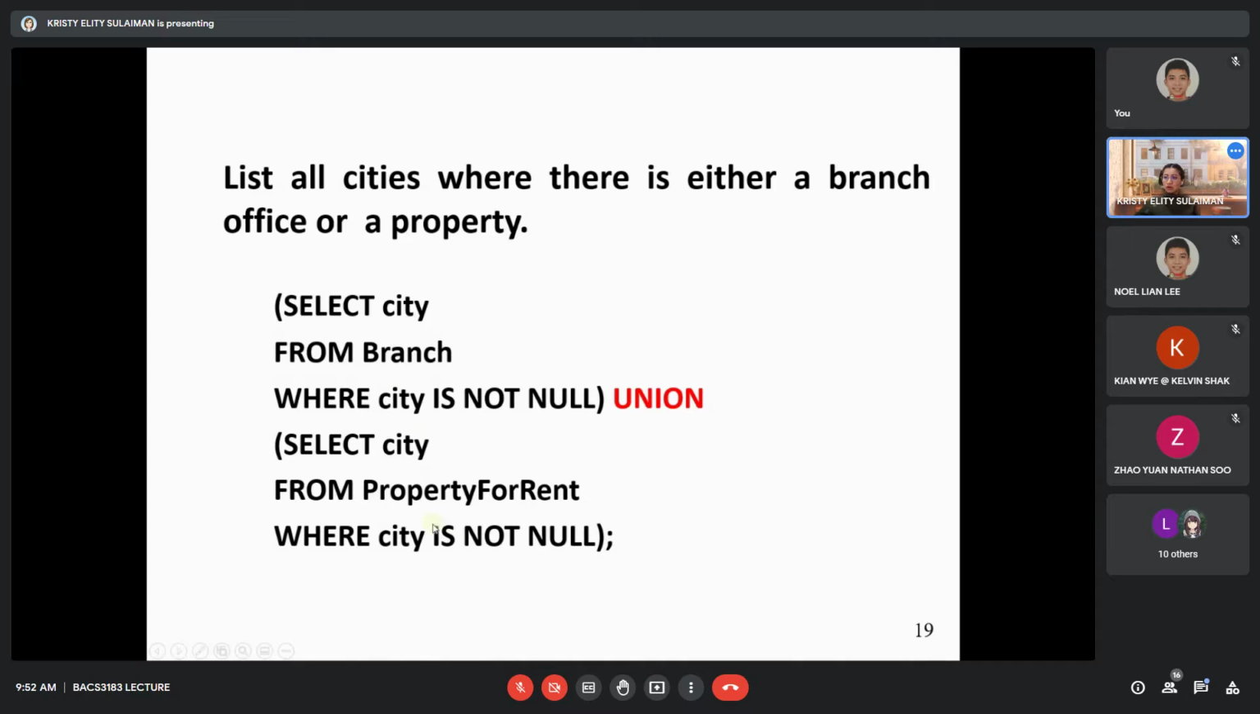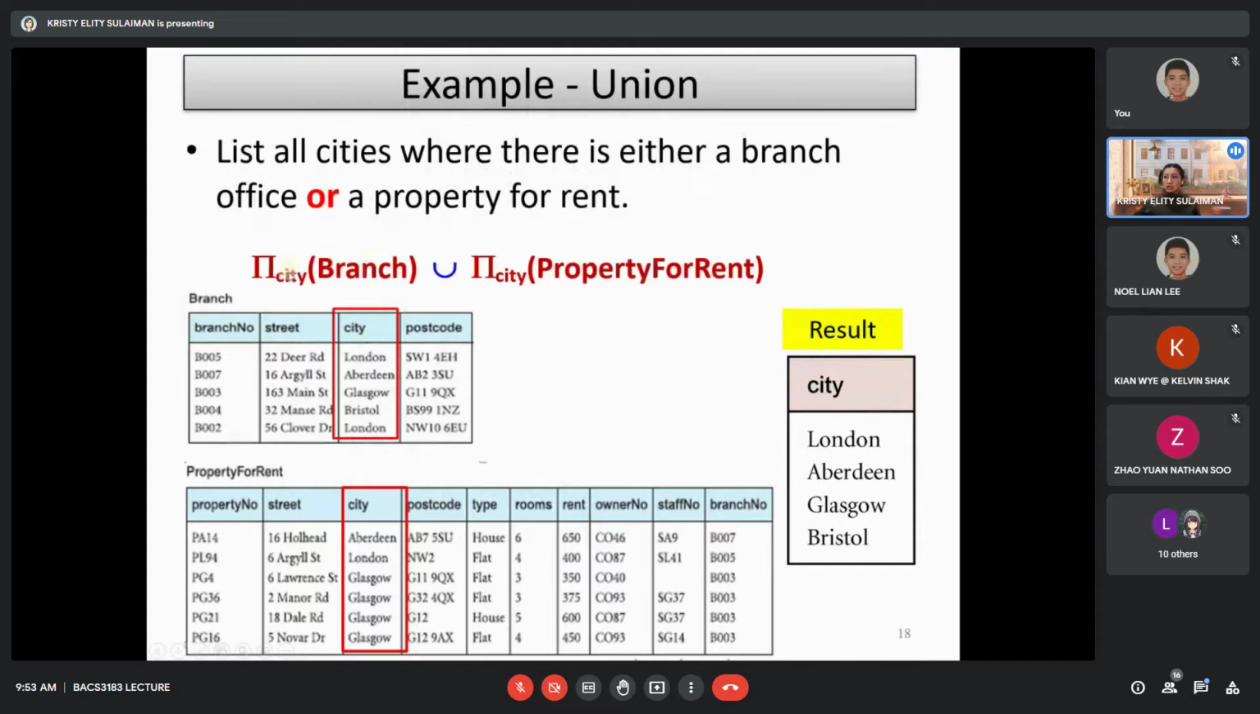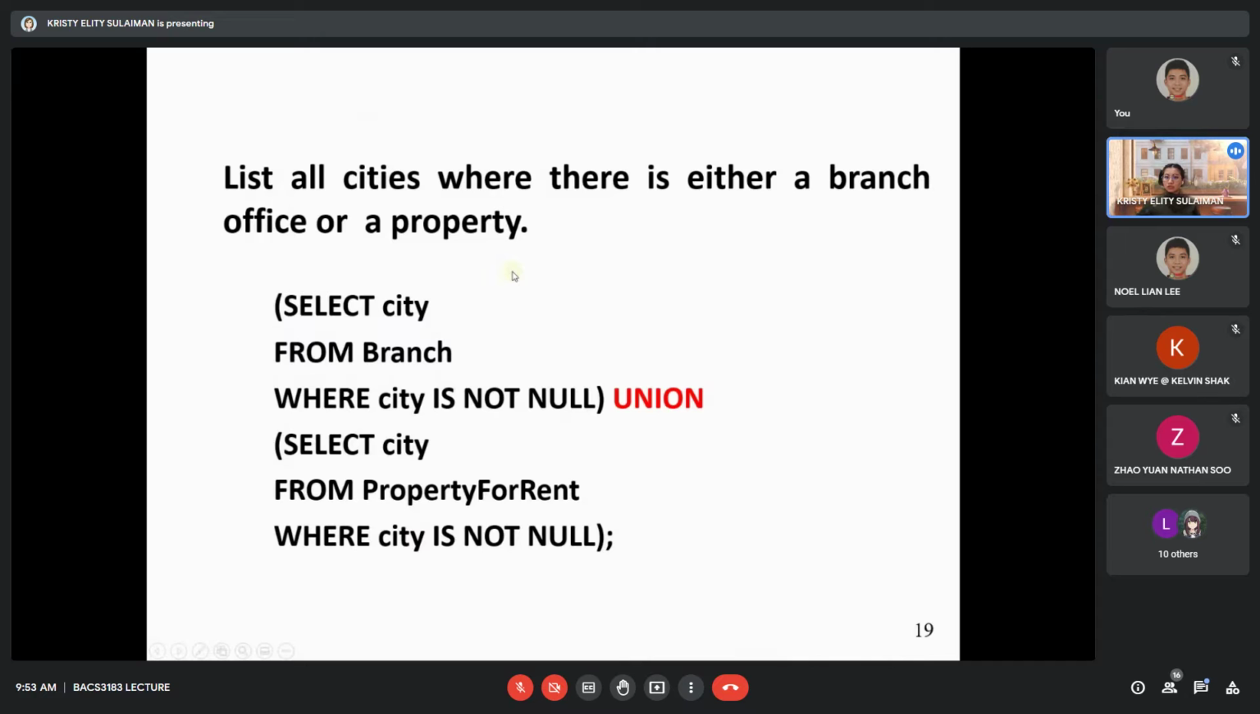So you only select city from these two tables, branch and property for rent, and you use the union operation to get the cities where there is either a branch office or a property. So in relational algebra, this is how the operation looks like, and in SQL, in the relational model, this is how we write the SQL query.